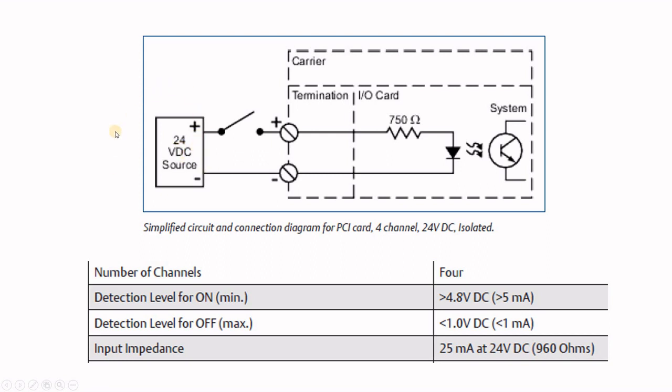You can see here they said if you have a 24 volt source, I need the positive side on this terminal and the negative side on that terminal. That means if you look here, your 24 volt source is actually running your LED and the optical isolation unit, and that means you can feed 24 volt to this card and it goes back to your source.